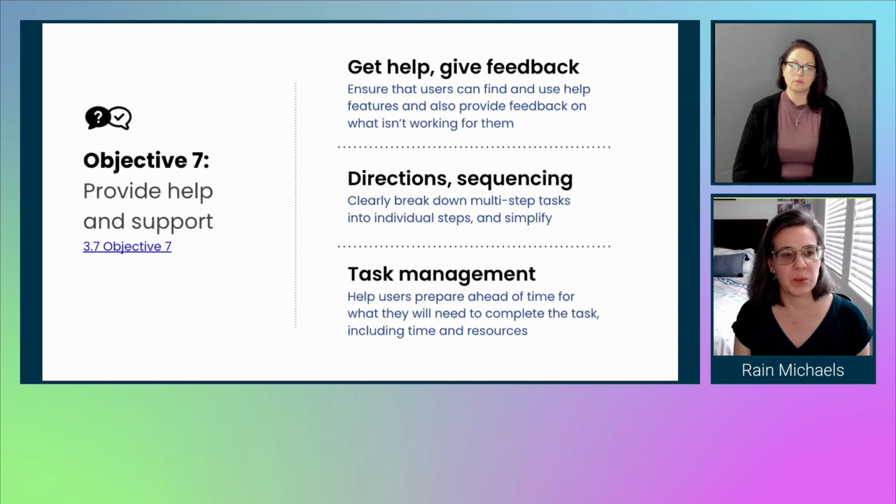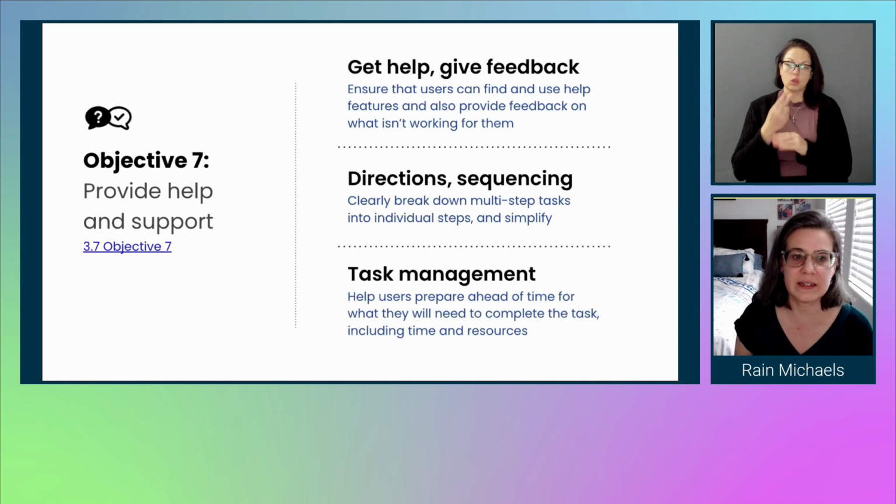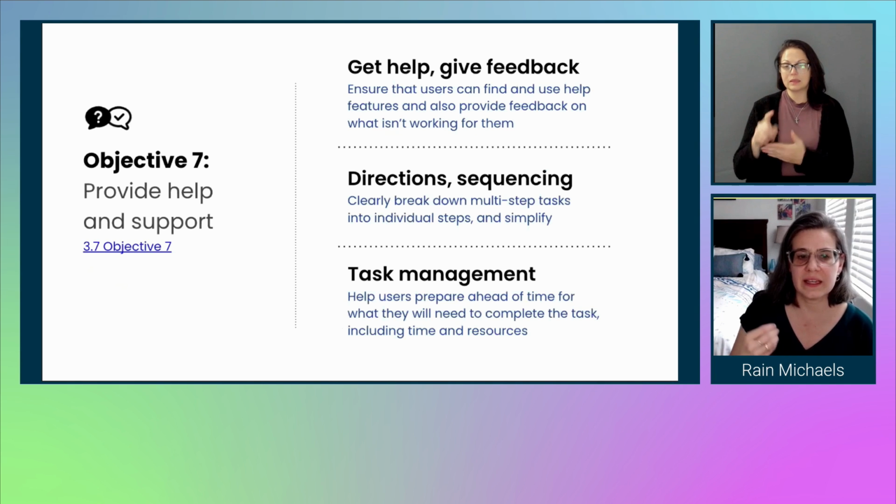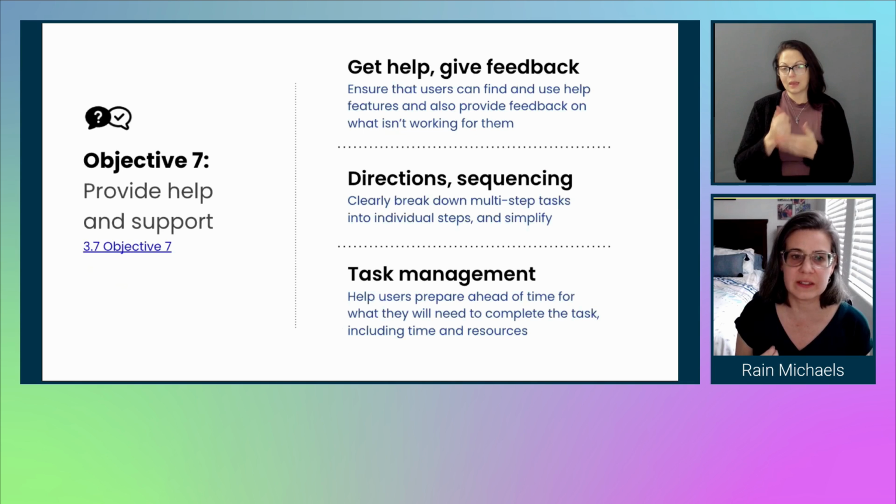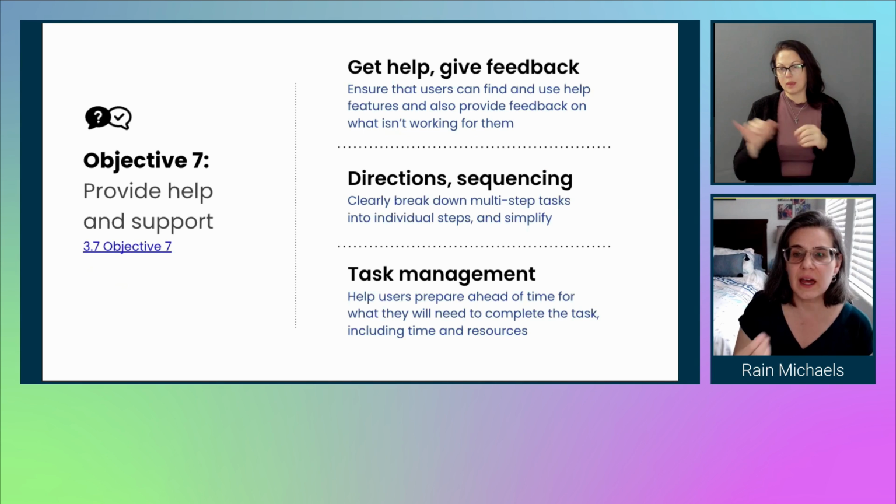Objective 7 is about providing help and support. And this goes really into making sure that your users can get the help that they need. They can get human help. They can get help from the features in the system, and they can give you feedback. They can tell you what's not working for them.